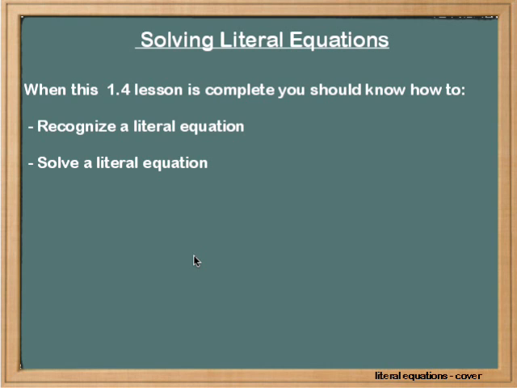Today we're going to cover lesson 1.4, which deals with what we call literal equations. Literal equations have numbers and letters in them, but they have more than one letter, more than one variable, in other words. So therefore, we are going to solve by rearranging the equation. We will not get to a numerical answer.